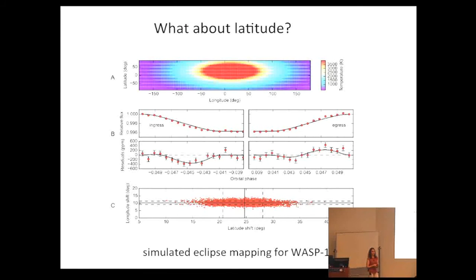For which? For WASP-12? I don't remember. I can send you the paper. Less than 100 ppm for sure, though. Probably about 50 per channel.